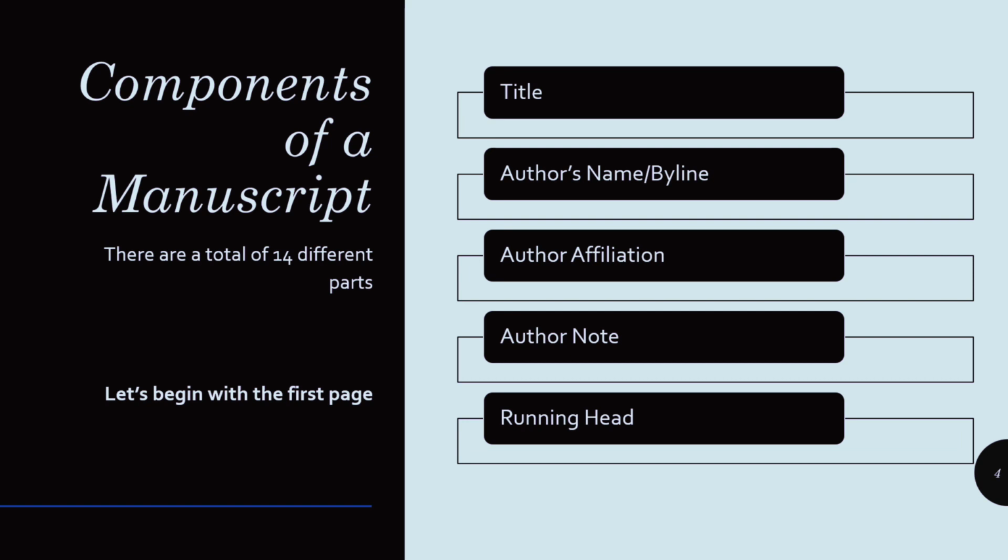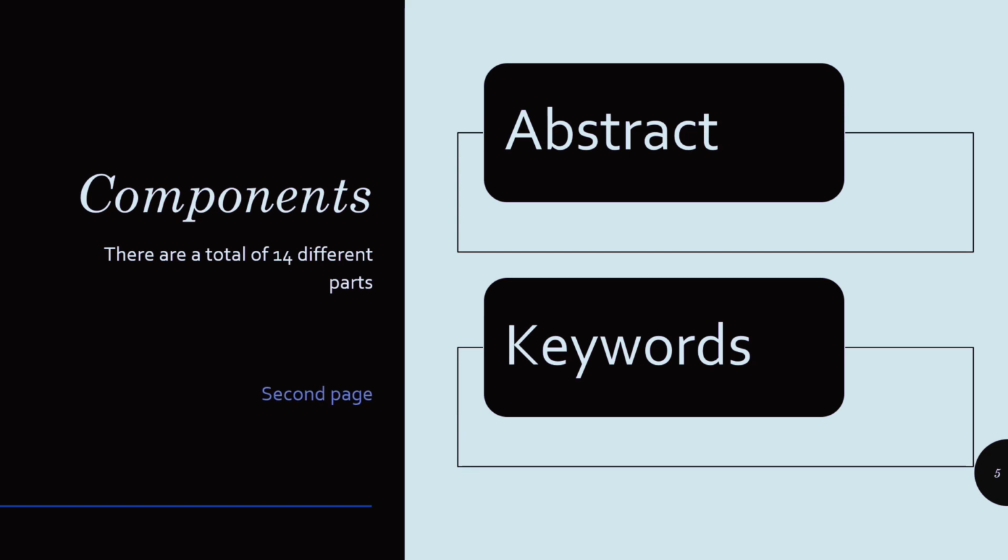The author's note on the bottom of the page talks about any funding that was supporting the research or any conflicts of interest in funding. The running head is on every page in uppercase. It is an abbreviated version of the paper title. And then going back to the author's byline or name, some people add an ORCID ID because some people have the same name, and that helps differentiate between people.